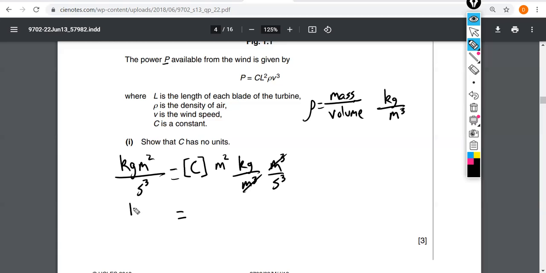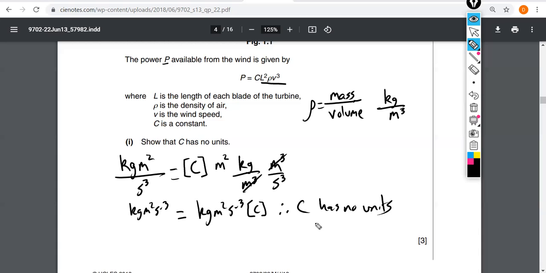Because we have kilogram meters squared per second cubed on this side, and we have kilogram meters squared per second cubed on that side, just from the product of L squared rho and V cubed, we can leave C alone, it didn't need to do anything. Therefore, C has no units. Good.